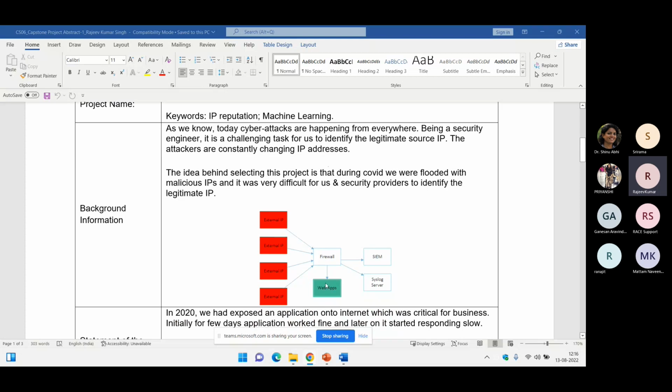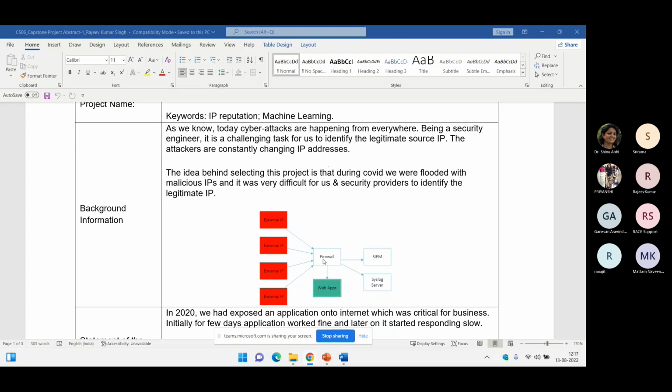So we had one internal application which was hosted in the DMZ, and the attacker was using Azure from different regions, Ukraine, Russia and Germany. They were all using multiple IP addresses and attacking our web applications. It was also hanging our firewall because SYN packets were continuously hitting it, and it was very difficult for us to identify whether it was a legitimate IP address or a malicious IP address.